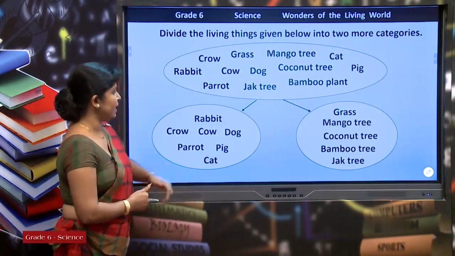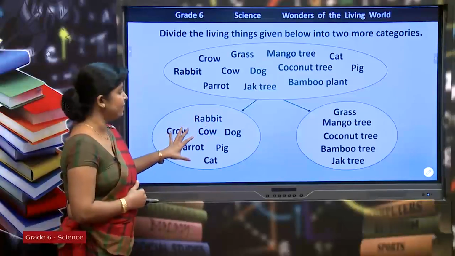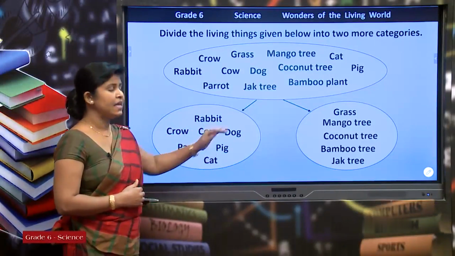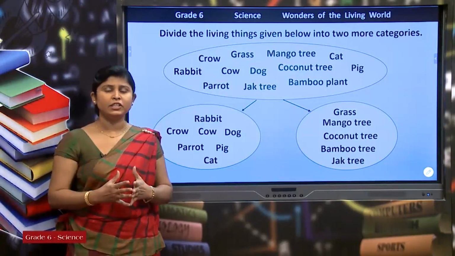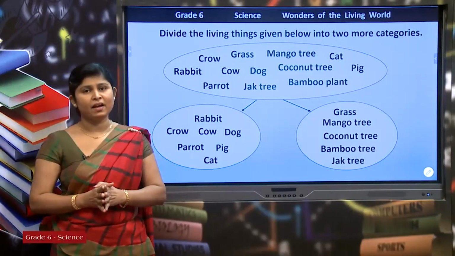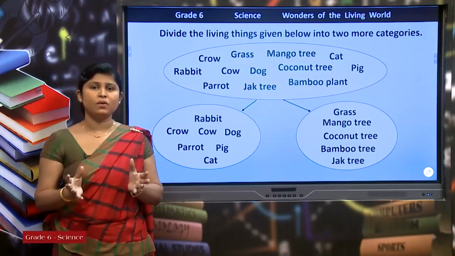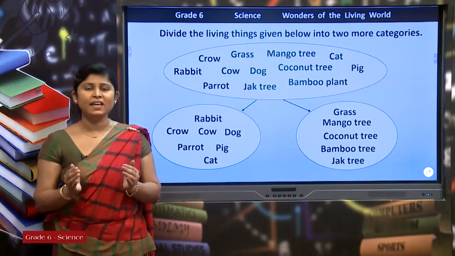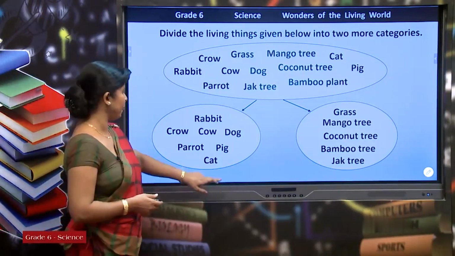On the other side, you can see grass, mango tree, coconut tree, bamboo tree and jack tree. My dear children, it is very easy to understand. There are living things inside the first oval and they are categorized into two groups as animals and plants. Then you have to understand the living things are subdivided into two more categories. They are plants and animals. Then you have to understand that our environment consists of living things and non-living things. Again, living things are subdivided as animals and plants.